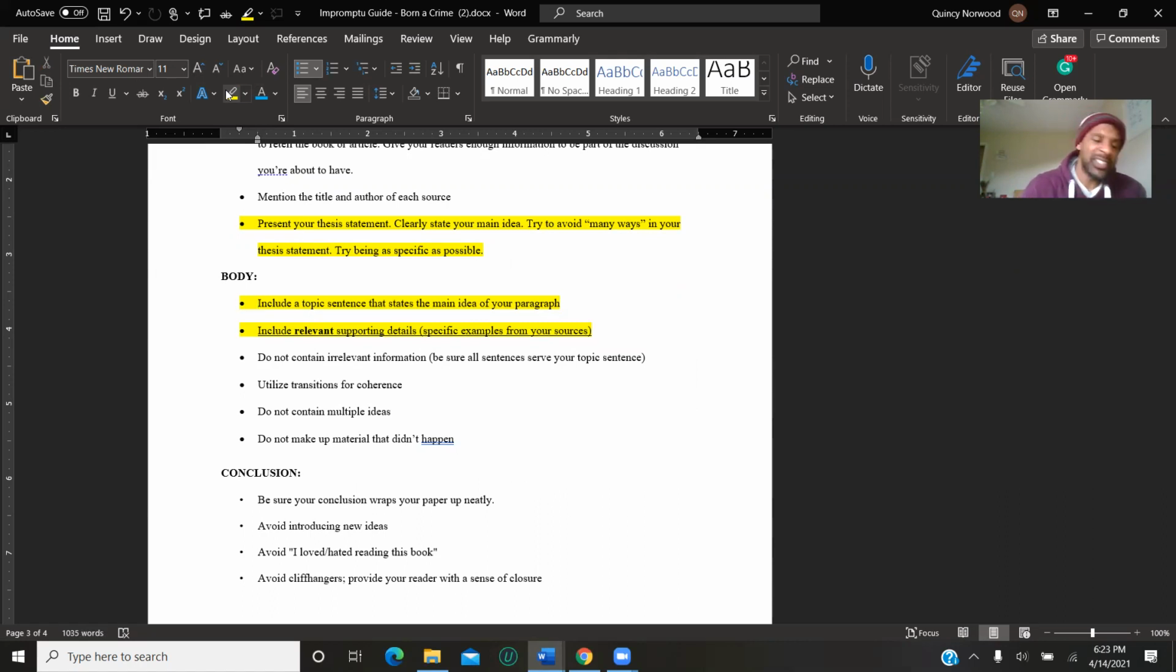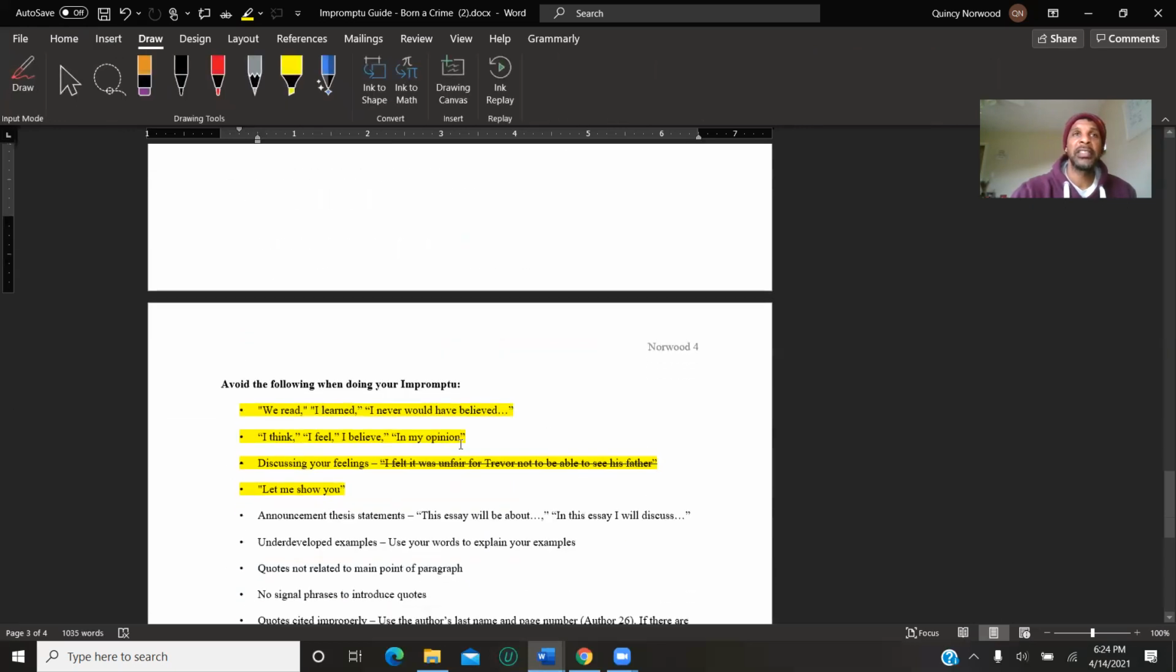And then make sure every sentence in the body of your essay has a purpose, right? You don't want any filler content in your essay. So don't put things that don't really serve your overall purpose. Okay. And that means keeping things that are overly opinionated, try keeping that out of your essay. Okay. And then your conclusion, like I said, just give your reader that sense of closure.